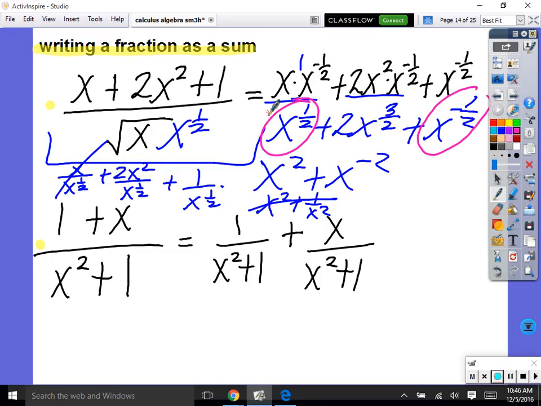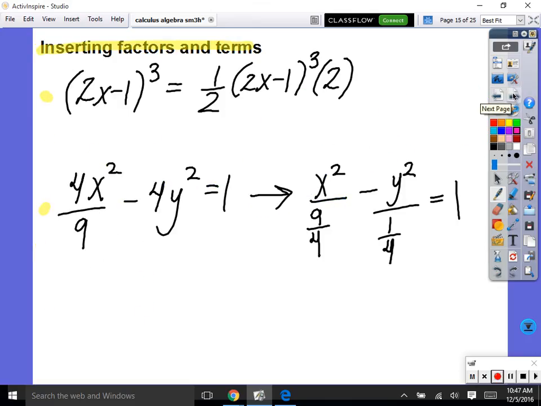Looking at this one, it would sometimes be useful to split this up. As long as we keep the entire denominator together, we're good. So that's 1 over x squared plus 1 plus x over x squared plus 1, because we kept our denominators the same so we could combine them. And we'd be back here. Okay. All right. So now sometimes it's useful to insert factors and terms. So notice this. It might be useful to insert 1/2. Well, we've changed the problem, so I've also got to insert times 2, because 2 times 1/2 equals 1. So we just inserted a fancy 1, so we didn't change the problem. So these are just little things you might see.